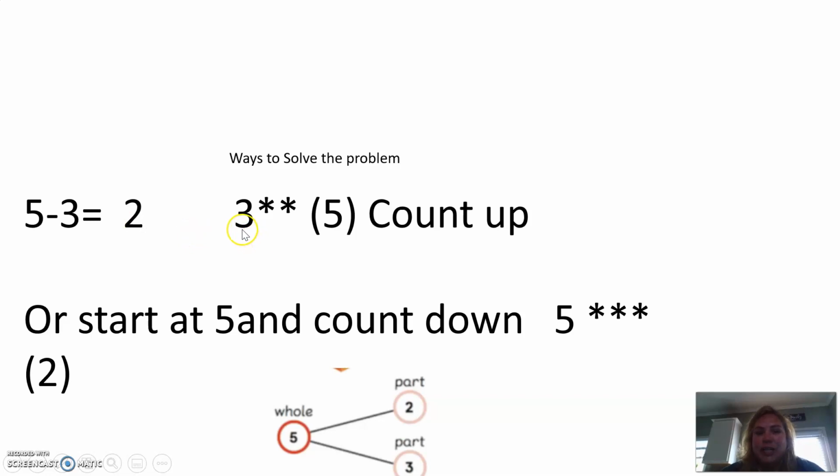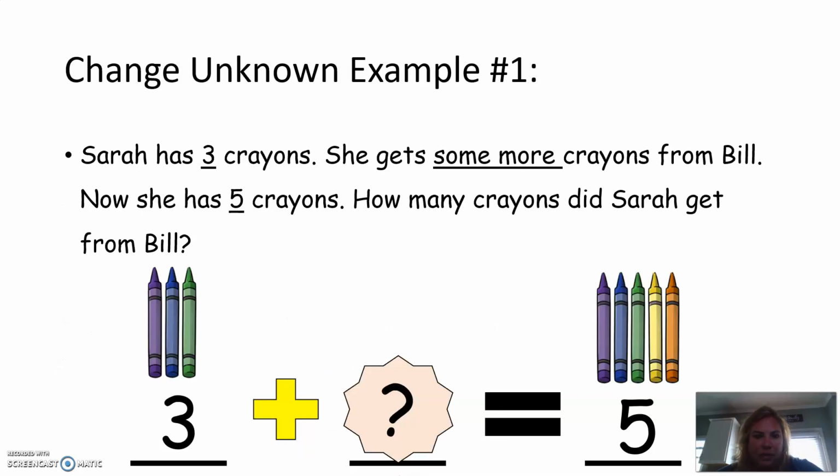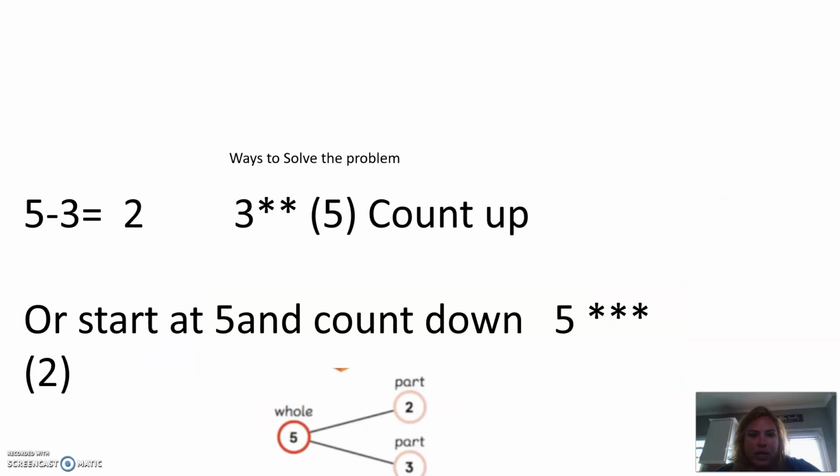All right, you could start and count up from 3: 3, 4, 5. You could start at 5 and count down: 5, 4, 3, 2. And then you would know right here, you could do that number bond. That's kind of like the mental math of it, okay? You know that 2 plus 3 is 5, and 3 plus 2 is 5. I just want to go back to this one. Okay? So those are some strategies you can use.